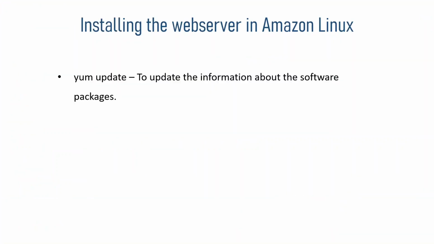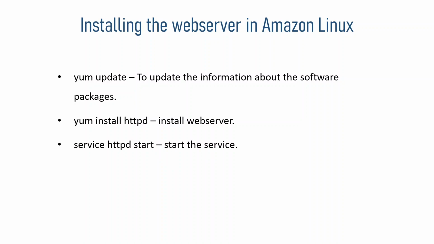So first step, we move to the admin credential. We put sudo -i. From the current user, you will be moving to admin user. Then we get the information about all the software packages available for us to install, that's why yum update. Then we have to install the HTTPD web server, so we install HTTPD, and then we start the service with service httpd start, and then get the status with service httpd status. Okay, let's move on to the next slide.